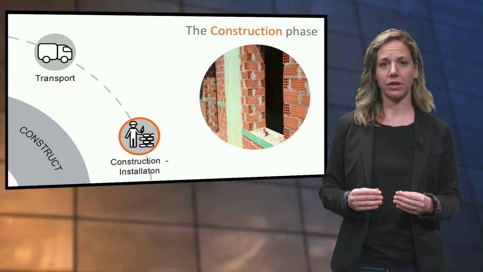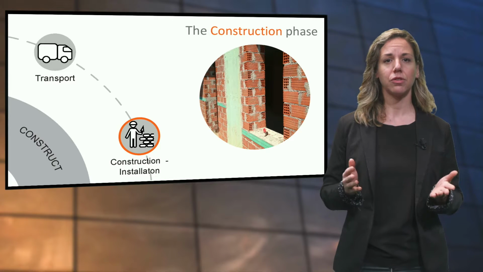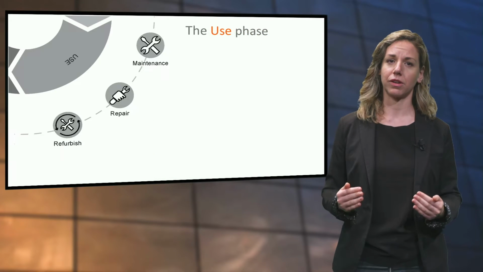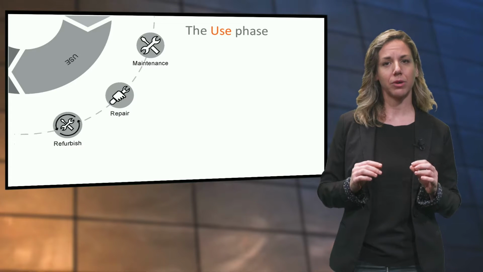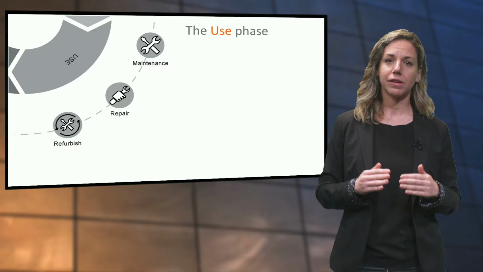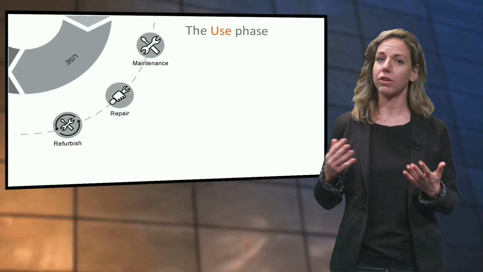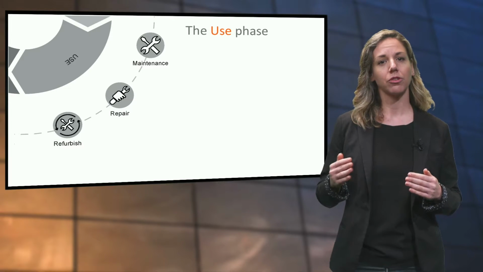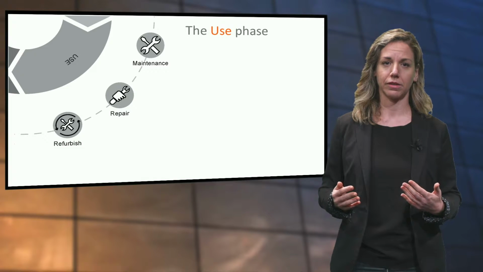After the construction is finished, the bricks are in place and ready to fulfill their function during the use phase. This phase is the most extended part of the life cycle in terms of time. Clay bricks can be used for 80 or 100 years or even longer. The lifespan depends on weather conditions and construction techniques.